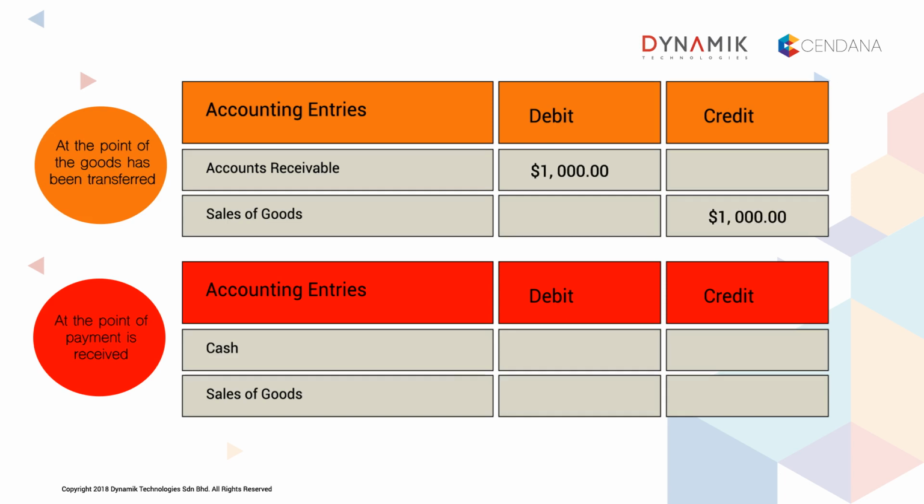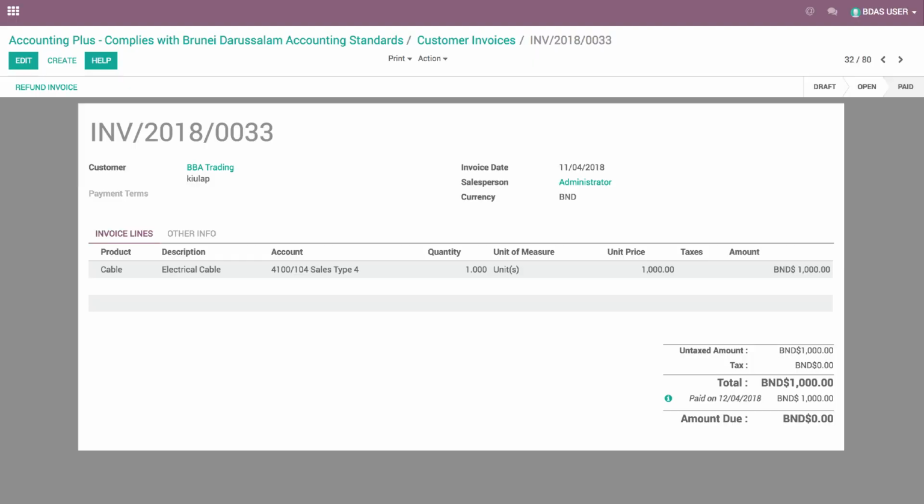At the point when payment is received, the transaction will be recorded in the system such that cash will be debited to Power Cendana Berhad with $1,000 and credit the sale of goods with the same amount. This is a customer invoice transaction. This is how the customer invoice transaction will look like in Accounting Plus when you record the entry as per the scenario. Do note the invoice ID for future reference.